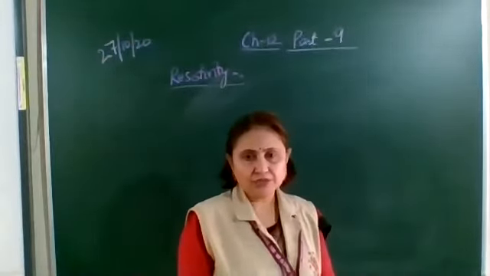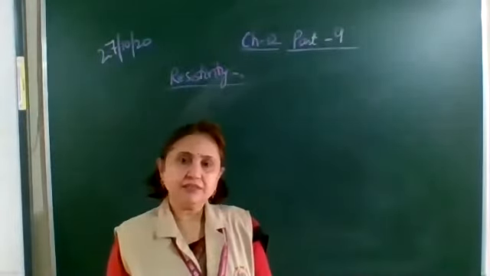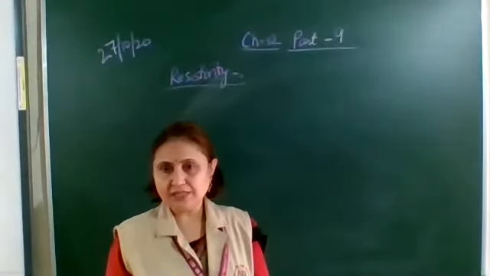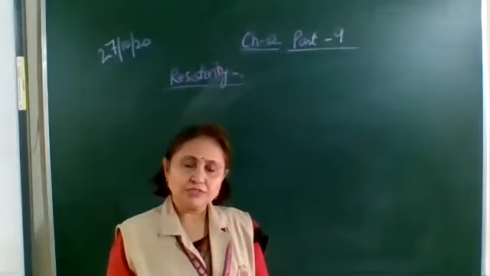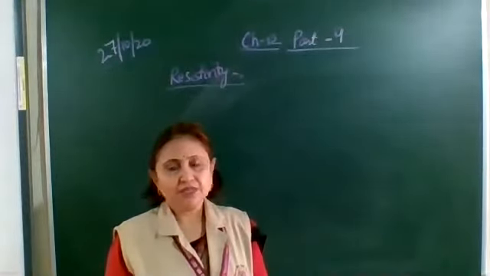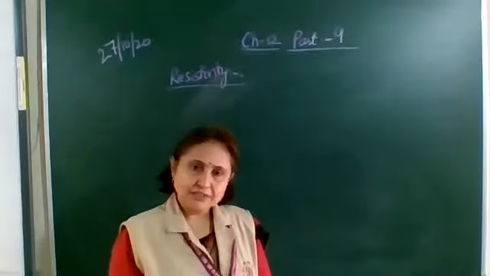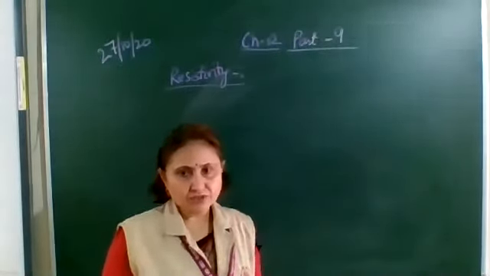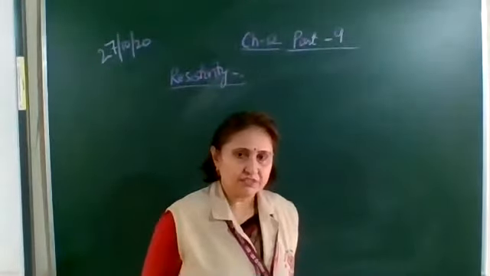More the length, more is the resistance. That is, it is directly proportional to the length of the conductor. Then the third is cross-sectional area, inversely proportional to the cross-sectional area. More the cross-sectional area, less will be the resistance. And the last one is the temperature. More the temperature, the resistance of a conductor increases. If the temperature increases, the resistance of a conductor also increases.